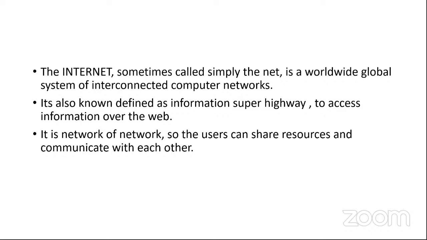So the internet, sometimes called simply the net, is a worldwide global system of interconnected computer networks. We can even define it as an information superhighway, to access information over the web. Basically, we use web applications to access information, am I right? In the network, it is a network of networks so that users can share resources and communicate with each other.